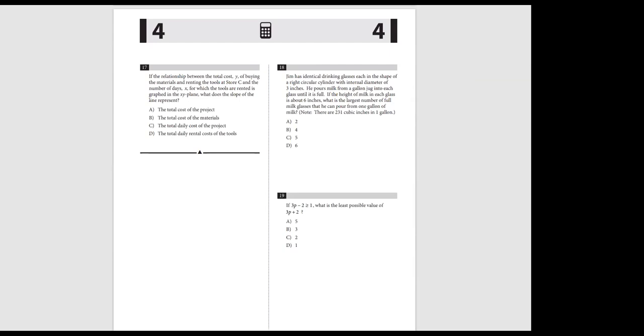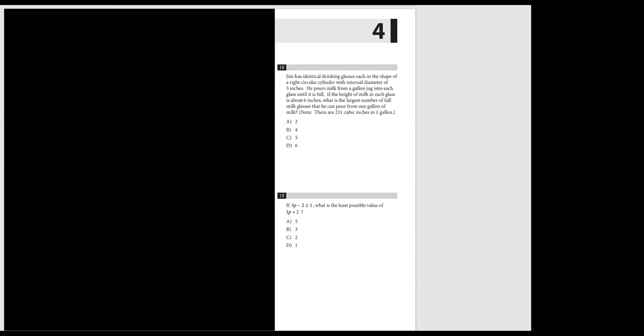Jim has identical drinking glasses, each in the shape of a right circular cylinder with internal diameter of 3 inches. He pours milk from a gallon jug into each glass until it is full, and the height of milk in each glass is about 6 inches. What is the largest number of full milk glasses that he can pour from 1 gallon of milk? Note, there are 231 cubic inches in 1 gallon.